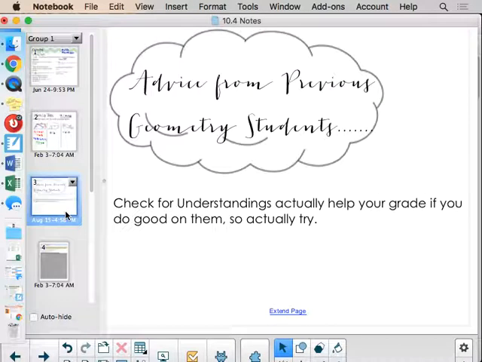Here's your advice for the day. I'm kind of starting to run out of advice, so I'm starting to spread them out. Check for understandings actually help your grade if you do good on them, so actually try.